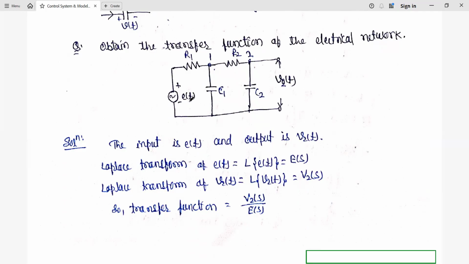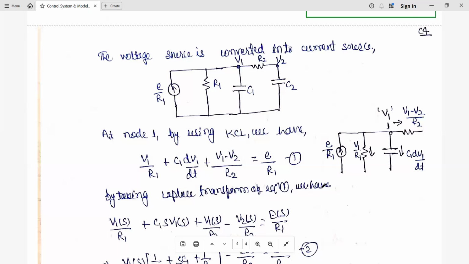So here a system is given where the input is E of t, the output is V2 of t, and here resistances R1, R2 are there, in parallel capacitors C1, C2 are there, and here we have two nodes, node 1 and node 2. So E of t is the input, V2 of t is the output. Finally, the Laplace transform of the input is E of s, and the Laplace transform of the output is V2 of s. So the transfer function is what? Output by input. So output in the s domain and input also in the s domain, that is the Laplace transform.